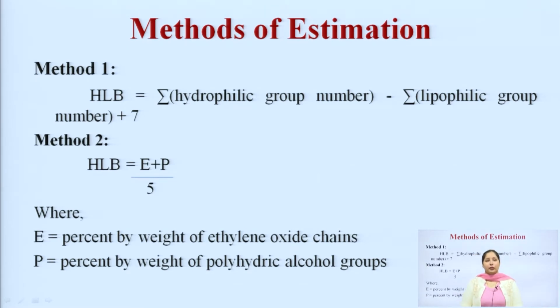So, how are we going to determine the HLB value of any particular emulsifying agent or surfactant? For this there are 3 methods. First method: HLB is equal to summation of hydrophilic group numbers minus summation of lipophilic group numbers plus 7. Another method: HLB is equal to E plus P by 5, where E is the percent by weight of ethylene oxide chain and P is the percent by weight of polyhydric alcohol groups.